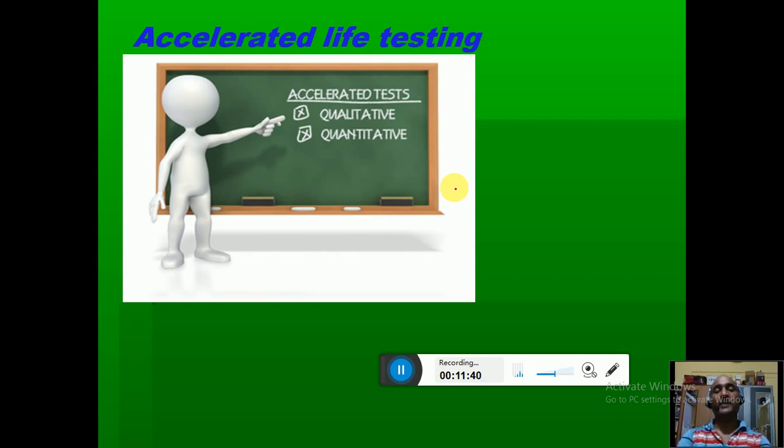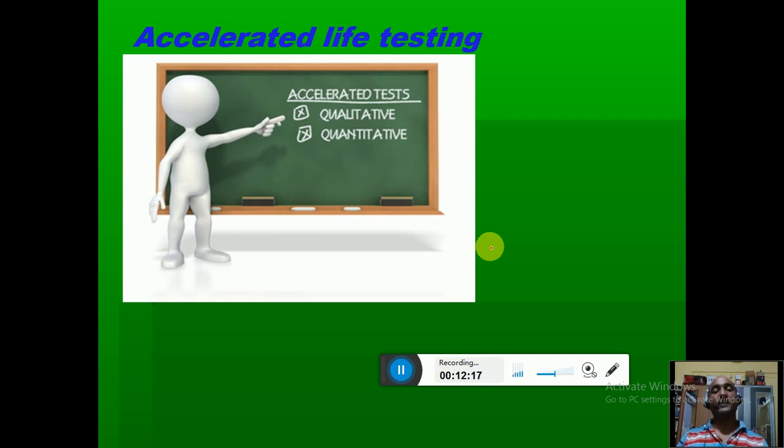Now there are two types of accelerated tests, quantitative and qualitative. In quantitative, what we do? We actually opt for the values. That is, for example, MTTR, mean time to repair, or mean time to failure, or mean time between failures. Okay, MTTF or MTBF or MTTR, like that. If you want to find out that, then that becomes your quantitative. Qualitative means we are going to find out the ways by which the components fail.